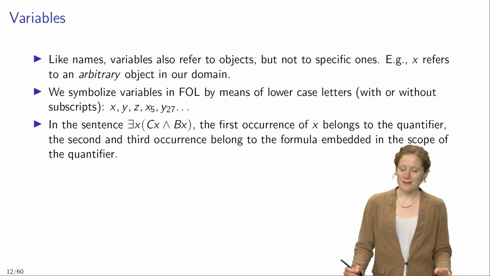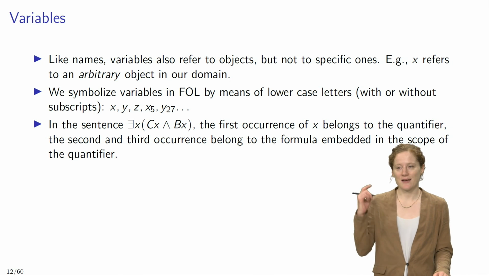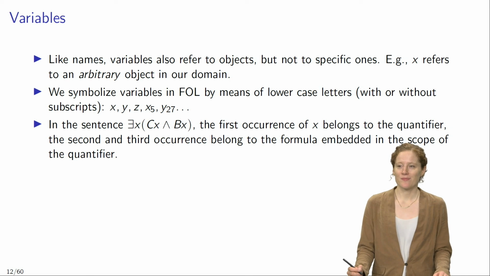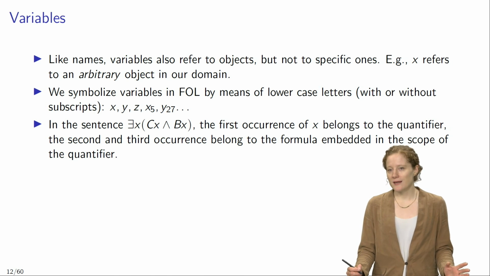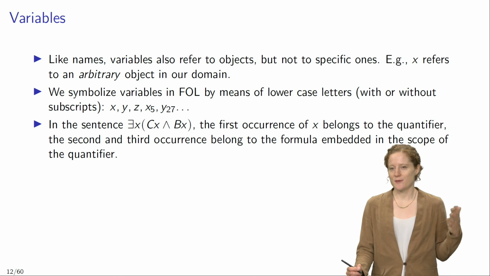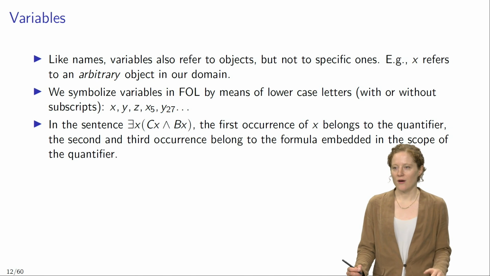In FOL, we represent variables by means of lowercase letters taken from the end of the alphabet, and these lowercase letters may appear with or without subscript. So for example, x, y, z, x subscript 5, y subscript 27, and so on and so forth. All of these are variables in FOL.